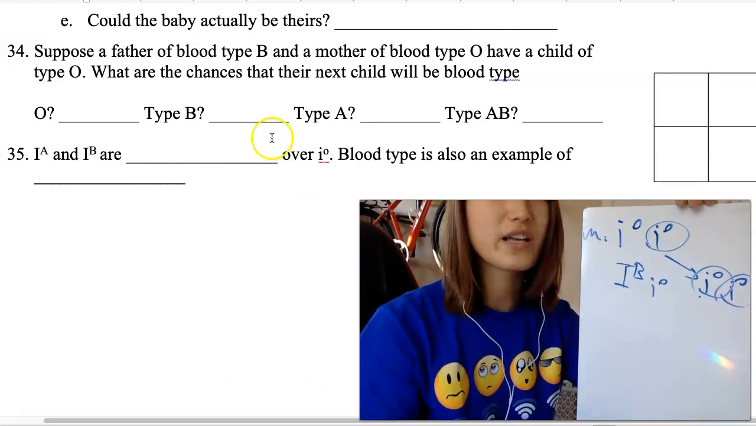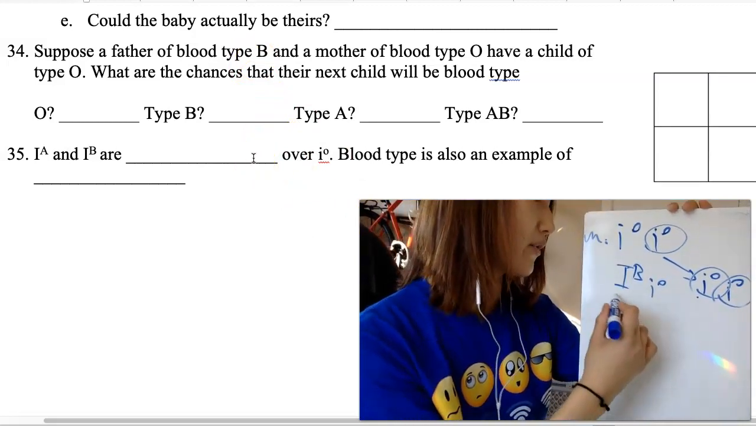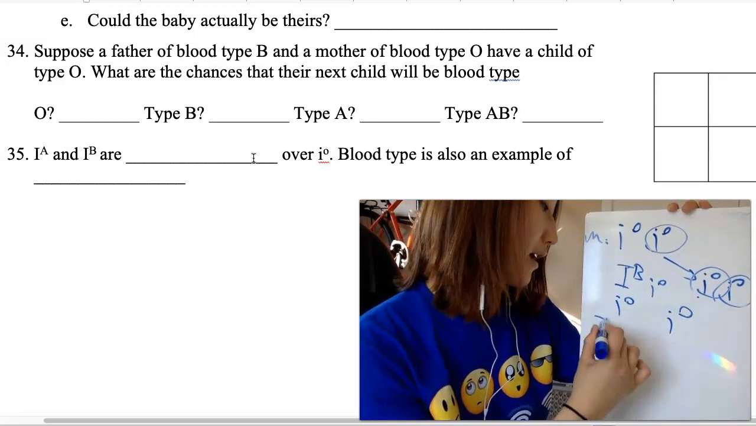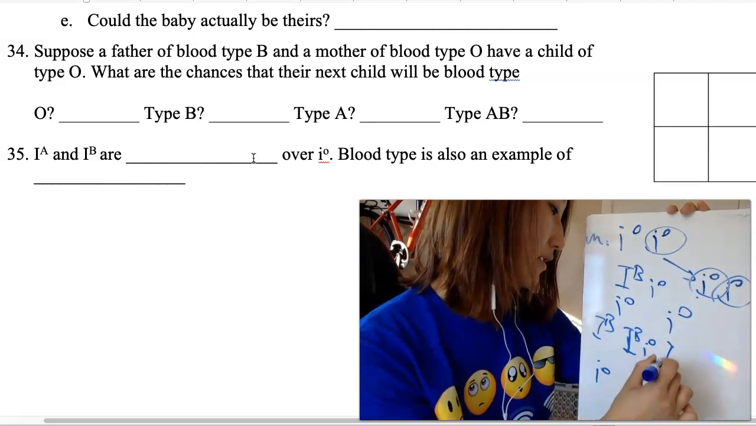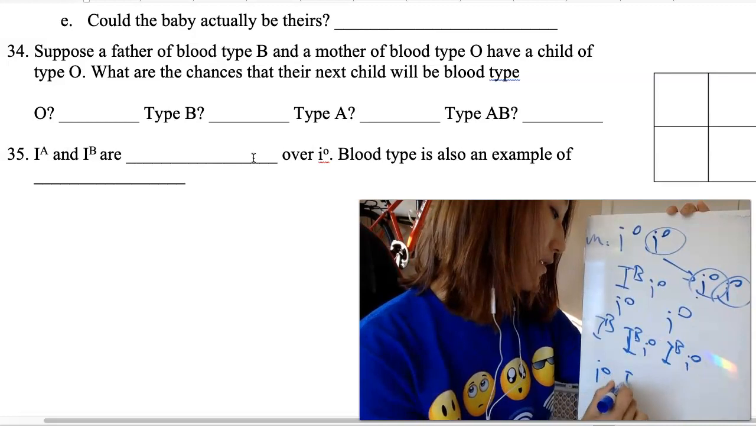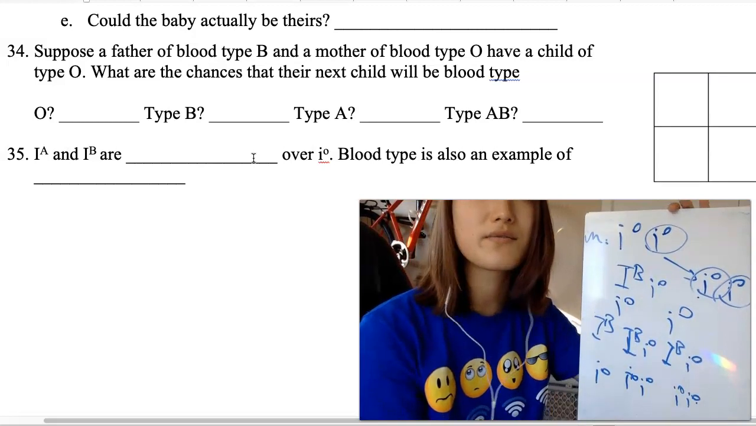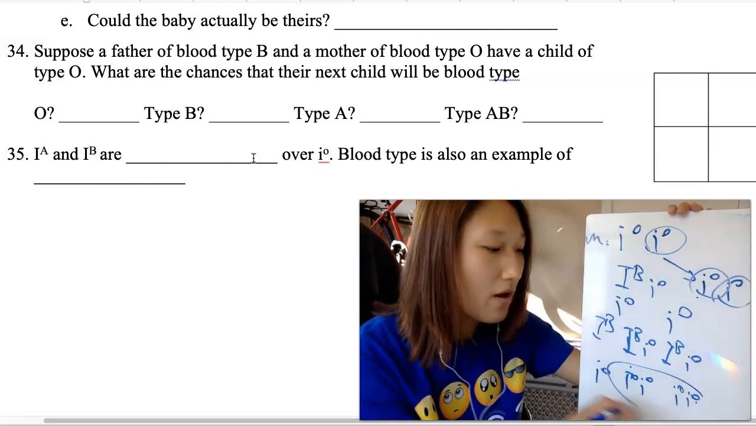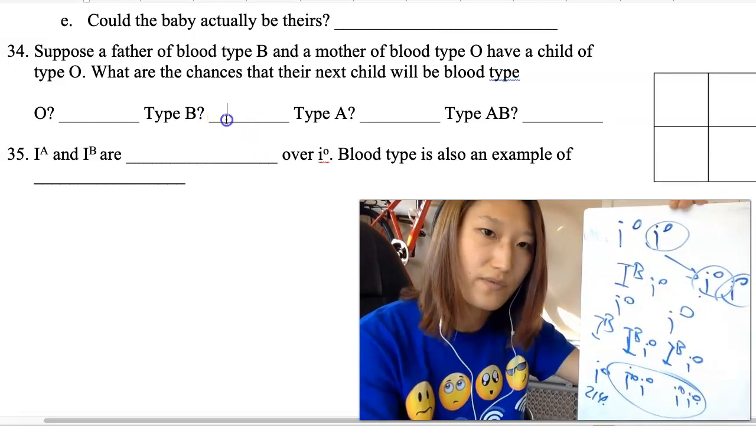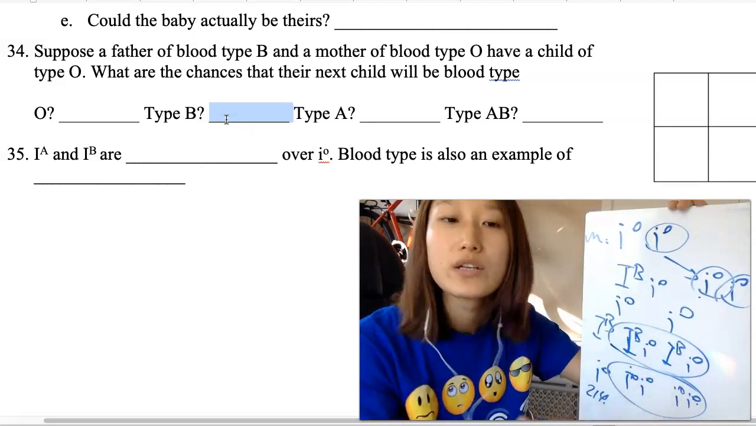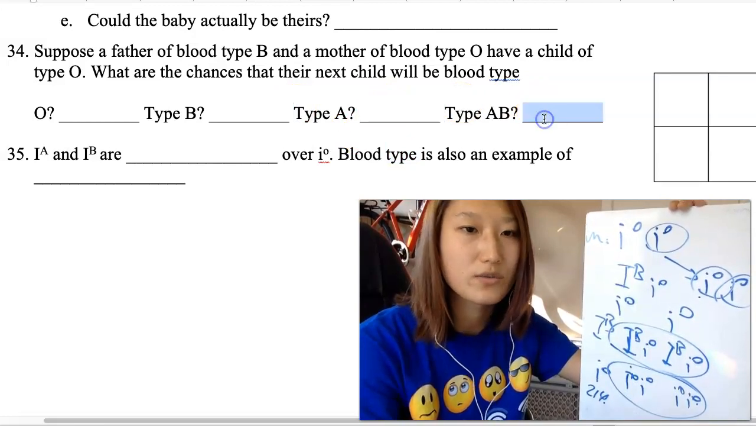What are the chances that their next child will be blood type O? Or blood type B, whatever. Okay, so you draw up a Punnett square. We have IO. We have IB, IO. We have IB, IO. IB, IO. So the chance of the child being blood type O will be 2 out of 4, so that's your 50%, or if you write 2 out of 4, that's also fine. Type B will be also 2 out of 4, or 50%. Type A is impossible, so that'll be 0. Type AB will also be 0.